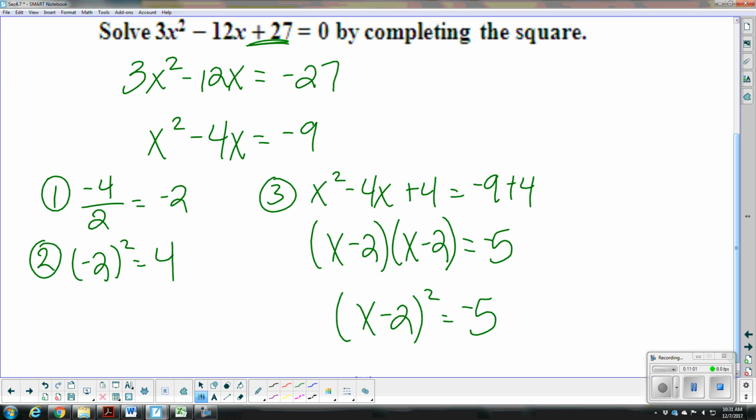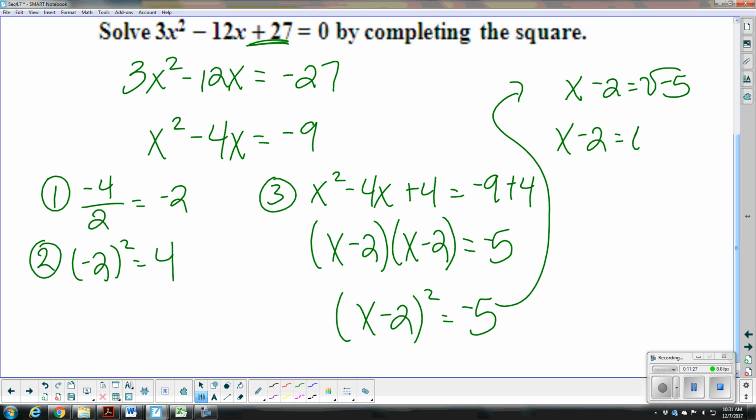Now we're solving for x, so I'm going to move my stuff up here so that you can see the whole thing. So we want to take the square root of both sides. So we've got x minus 2 equals the square root of -5. If you remember from the last lesson, the square root of a negative number is i times that square root. So x minus 2 equals i times the square root of 5. So we've got x equals i times the square root of 5 plus 2.